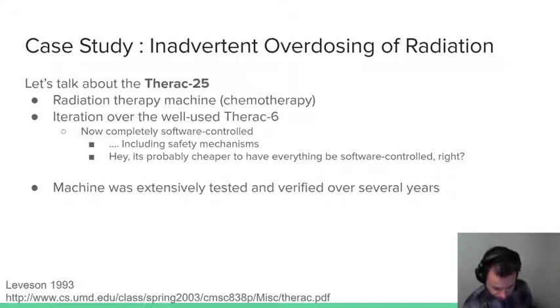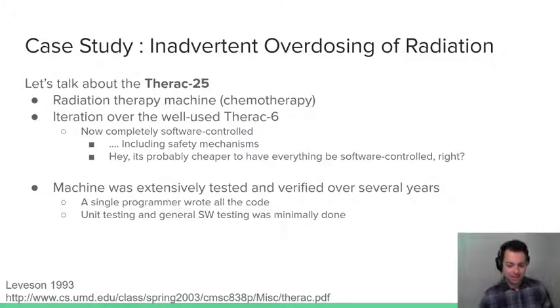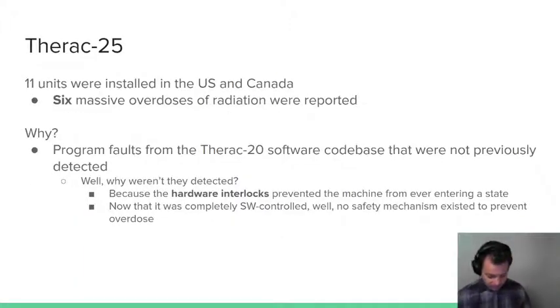This machine was also tested extensively over years, many years. This thing was verified, it was tested, it passed all its use cases, it passed all its test cases, its models, everything is good. But one programmer wrote the entirety of the code base. Again, early 90s, late 80s, this is pretty common, right? You look at old Nintendo games, these are teams of one to three people or something like that. So one person wrote all the code for this machine. Unit testing and software testing was minimally done, meaning it was done, but there was a minimal amount of these cases, right? So that's kind of our setting here.